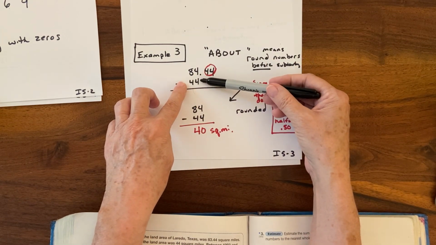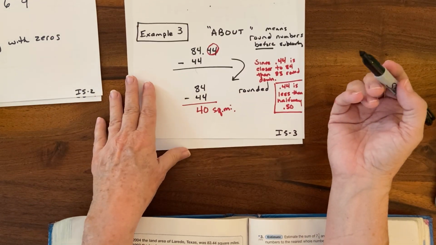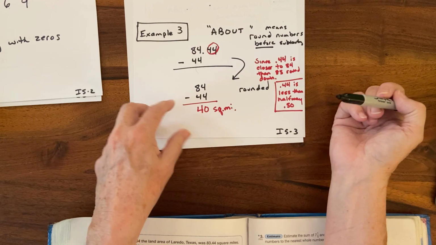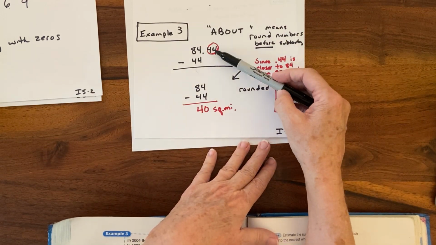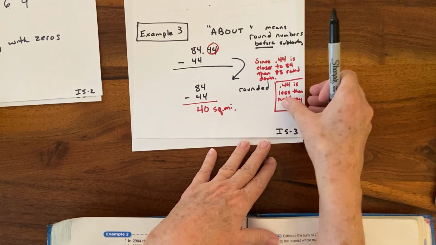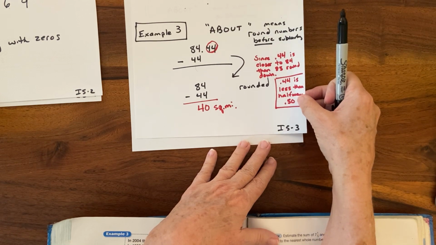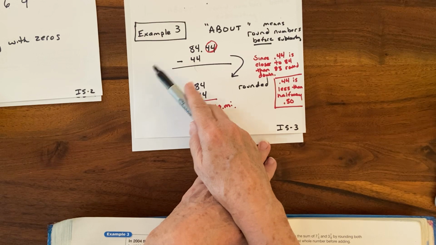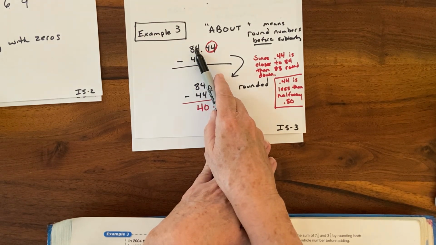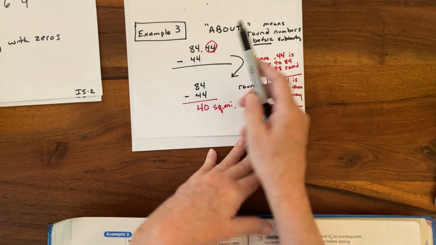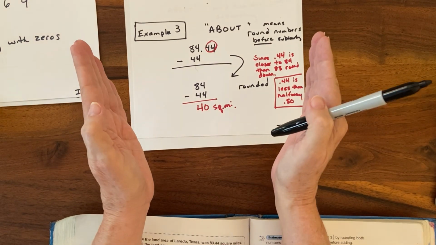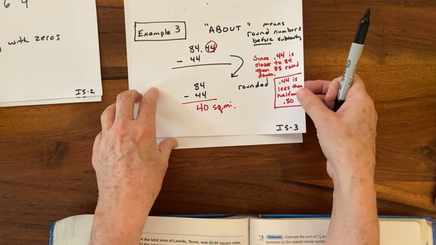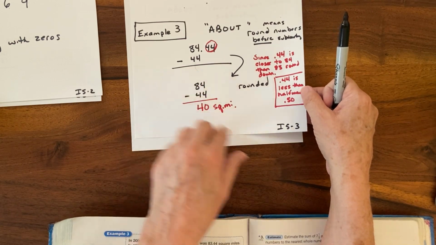44 is already nice and even. I don't have to change anything about that. So 84 minus 44 is 40 square miles. Okay. Go back to your estimating lesson if you had a little bit of trouble with that. I don't think you will, but remember that you're not rounding down to 83. You're just rounding to 84. That number, 84 and 44 hundredths, is almost halfway between 84 and 85, but it's slightly closer to 84. So that's how you change that number.